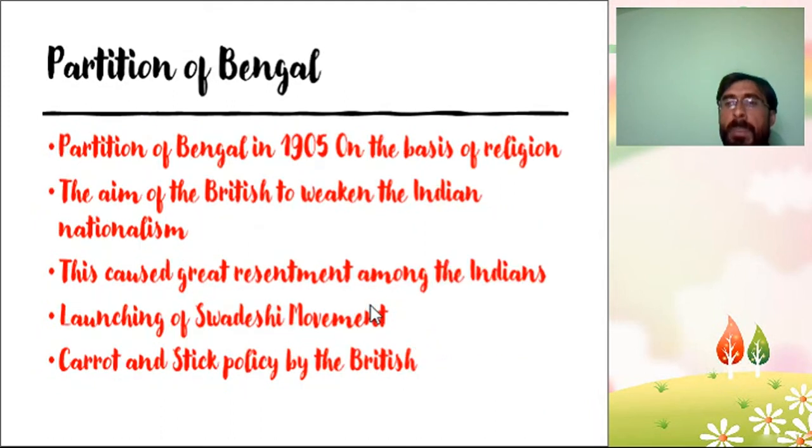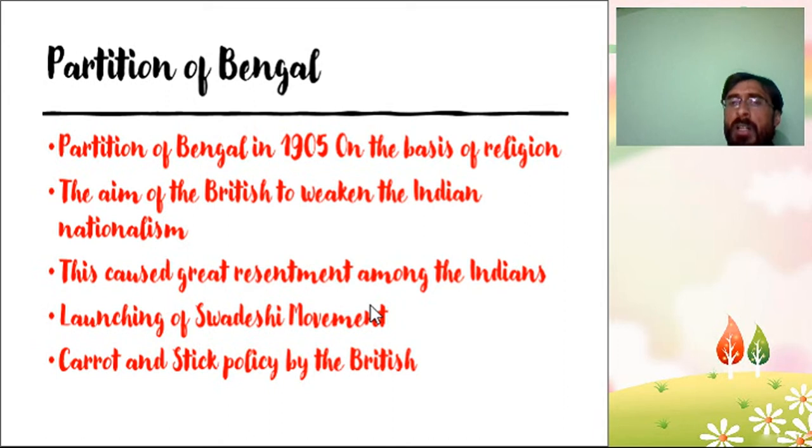Then, another cause of this act was the partition of Bengal. Bengal was divided into two parts in 1905 on the basis of religion. Eastern Bengal was dominated by Muslims, Western Bengal was dominated by Hindus. Bengal at that time was regarded as the nerve center of Indian nationalism, and the British wanted to weaken this nerve center. Therefore, keeping this aim in mind, they divided Bengal in 1905, much against the wishes of the Indians. Therefore, Indians launched a movement against this move, and this came to be known as the Swadeshi movement.